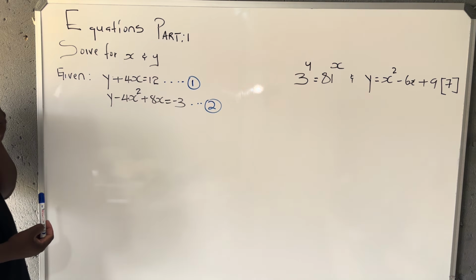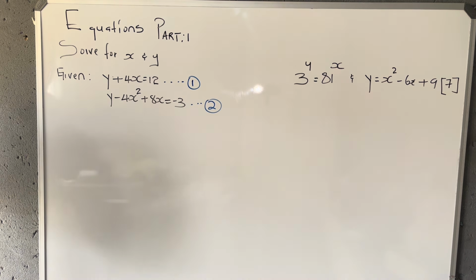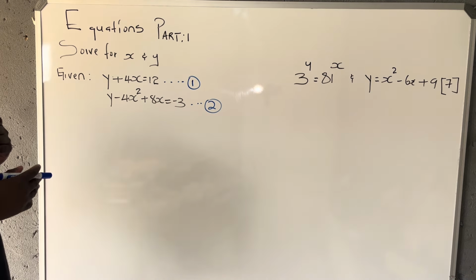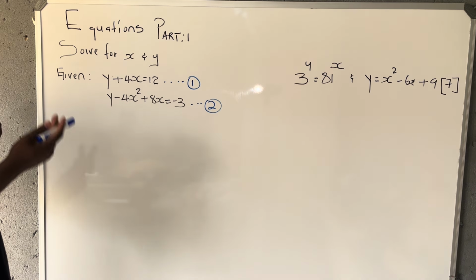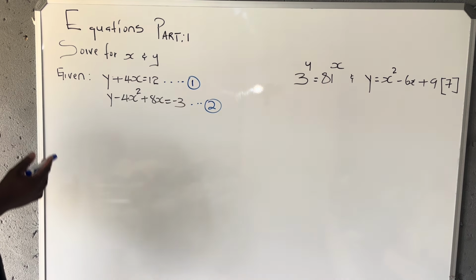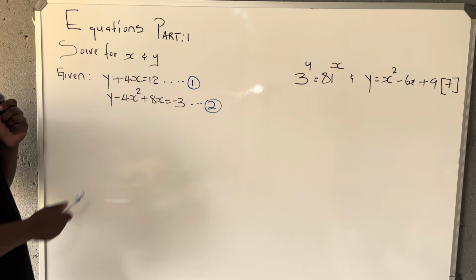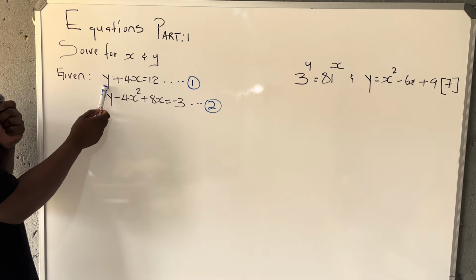So first things first, choose the equation that you can work with. Personally, I'll choose equation number 1. And then when you choose equation number 1, isolate either x or y. What I mean is, make y the subject of the formula or make x the subject of the formula. Because I want to work with equation 1, between y and x, which one can I make the subject of the formula? Yes, I can just choose y.